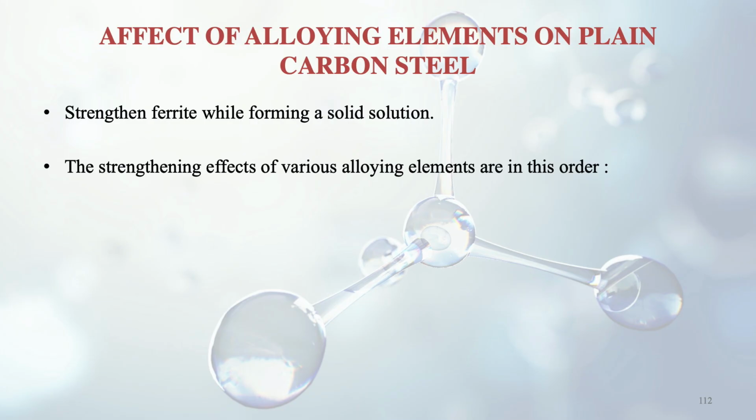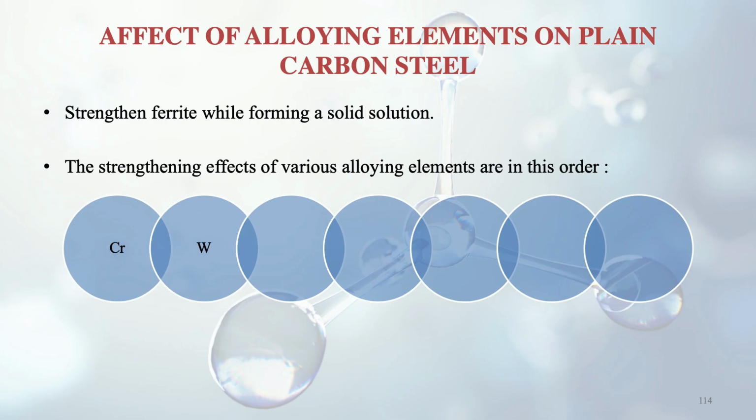The strengthening effects of various alloying elements are given in this order, meaning which one is the best and which one is the worst. So we can see from the top, chromium comes at the top, so chromium can be considered best alloying element because it gives us the best strengthening effect. So moving further down in that order will be then tungsten, then vanadium, further molybdenum, nickel, manganese, and at the lowest point is silicon.